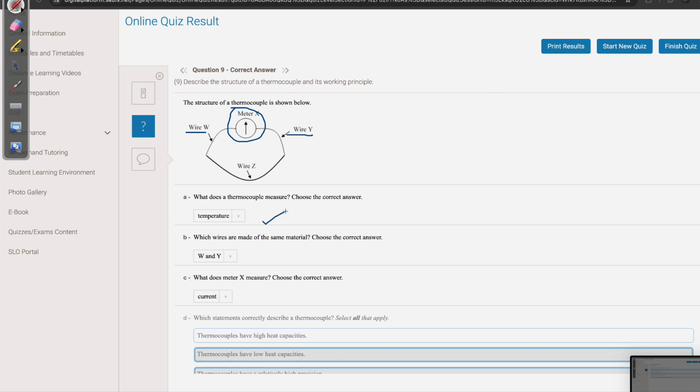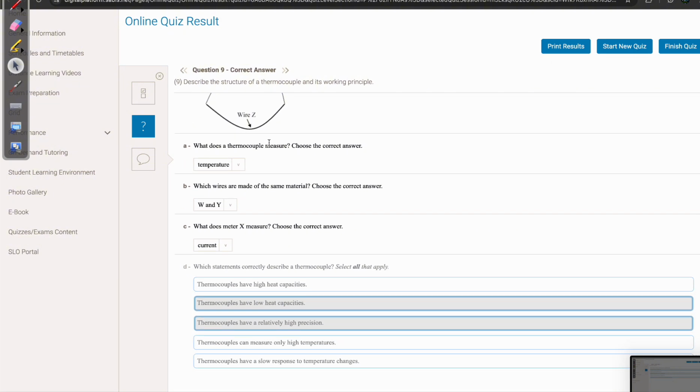The thermocouple measures temperature, as we said. And for part B, it's just memorization. You need to know that wire W and wire Y are the same material. You don't need to know what the materials are, but they're mostly copper or constantan. Meter X measures current. A galvanometer itself measures current, while the thermocouple is the entire thing. Meter X is the galvanometer, which measures current through these two wires, wire W and wire Y.